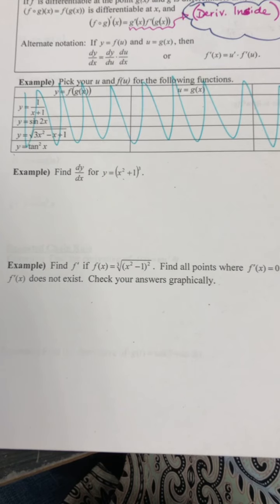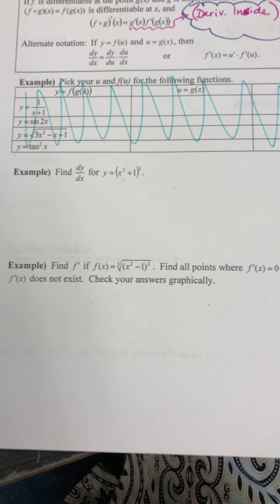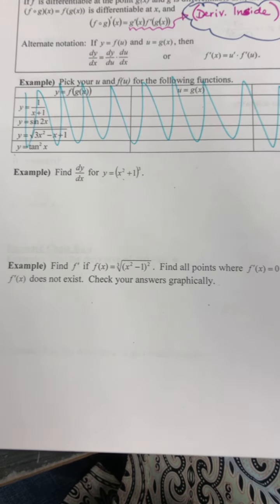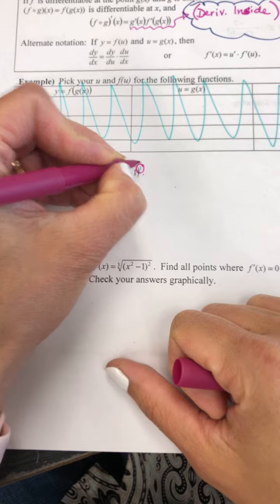All right, so example one, we're going to find dy dx for y equals the quantity x squared plus one, cubed. Let's identify the overall and the inside. That's the first thing we have to do. So overall, it's to the third power.